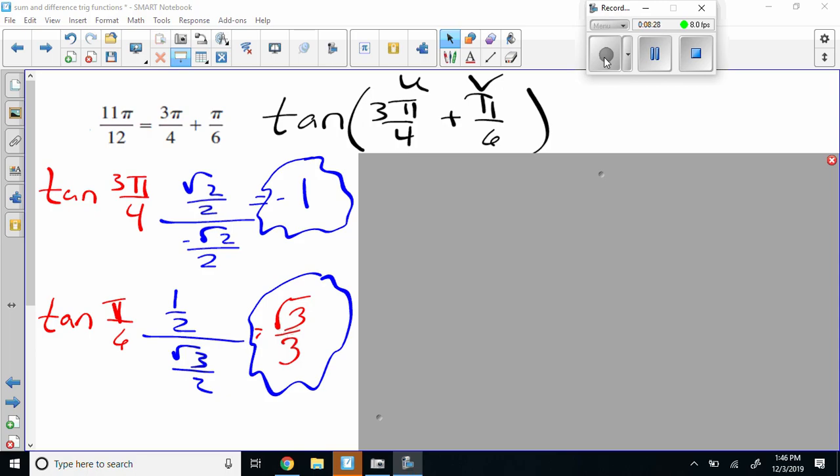So, at 5 pi over 6, you can write negative square root of 3 over 3. At 7 pi over 6, you could put positive square root of 3 over 3, right? At 11 pi over 6, you could put negative square root of 3 over 3, correct? Y'all see that? Yes? Anybody confused about what I just did? Okay.